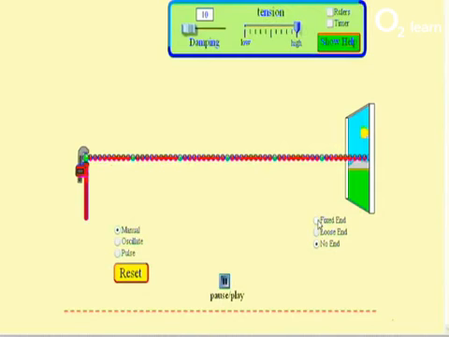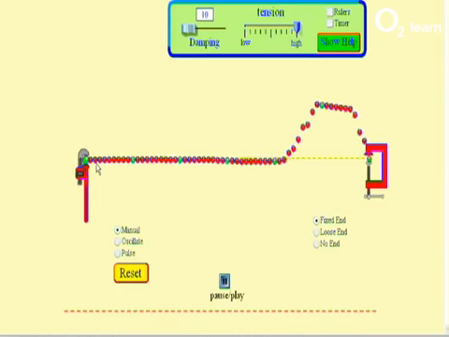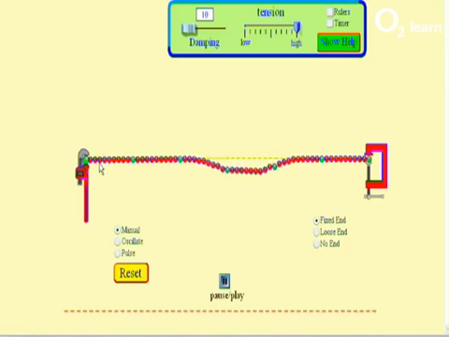What I'm going to do now is to change the end to a fixed end, and this means that reflections will occur. If I wiggle the wrench again, what will happen now is that the pulse will be reflected. Notice that a positive pulse is reflected as a negative pulse, and also the amplitude decreases because of damping.